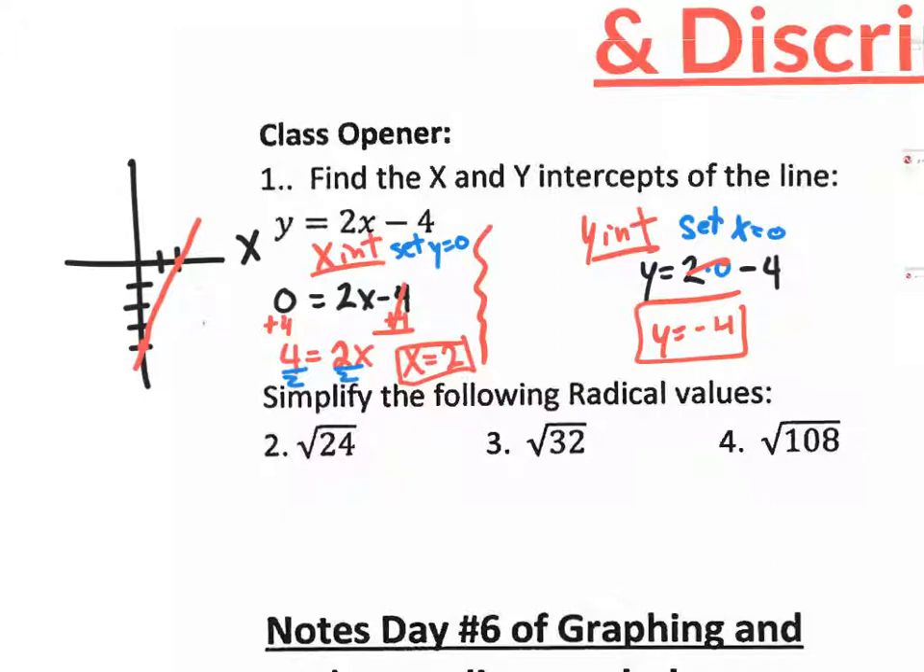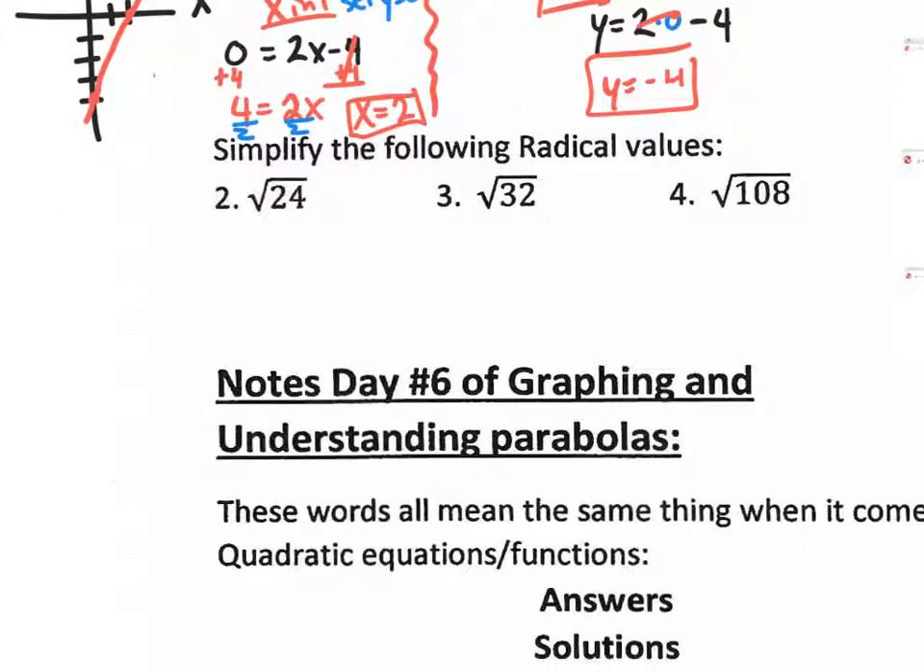Why? Because we're also going to find x and y intercepts with parabolas, with quadratic equations. And it's the same exact concept. To find the x-intercept, you set y equal to 0. To find the y-intercept, you set x equal to 0. Now, on today's actual lesson, we also need to remember how to simplify radicals.